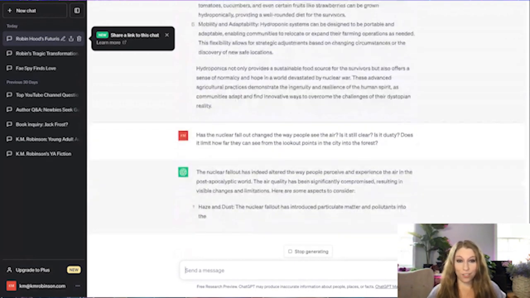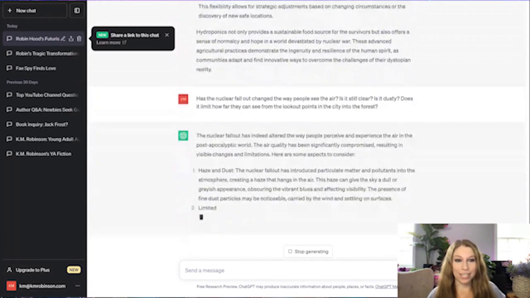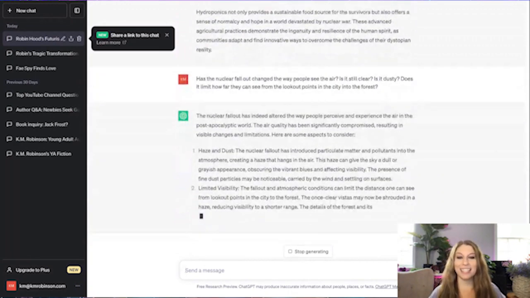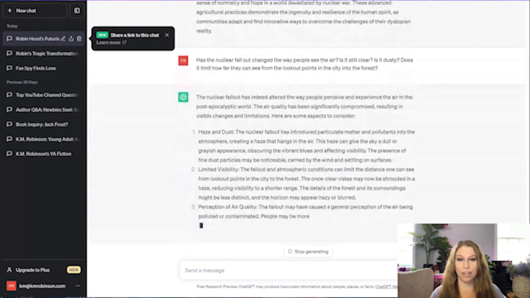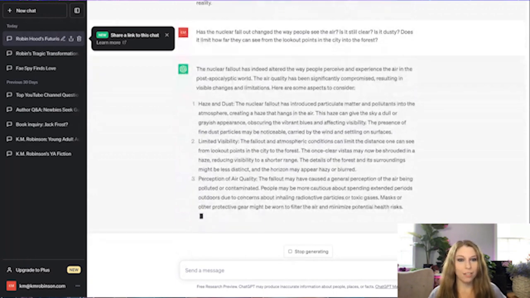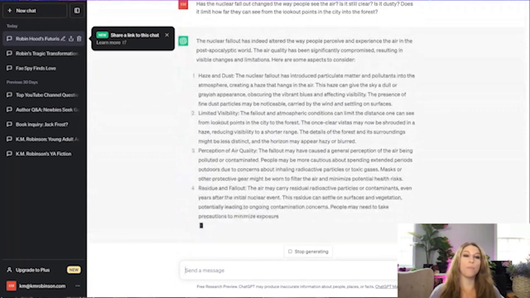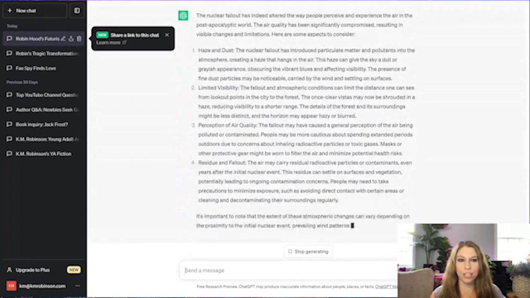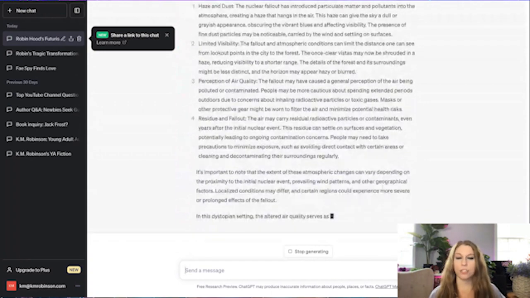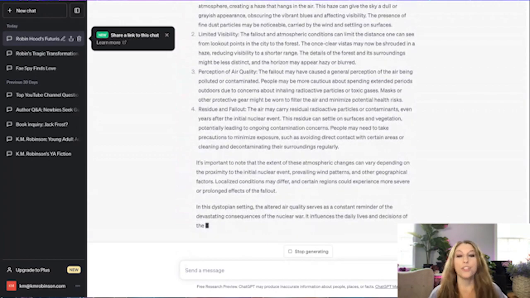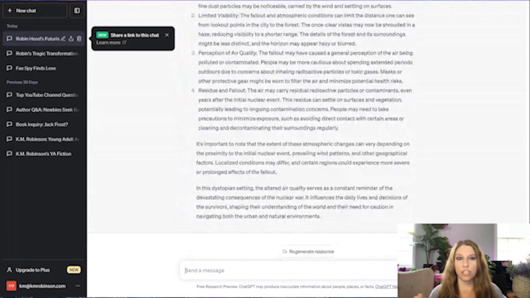It has indeed altered the way that people perceive and experience the air. Haze and dust, limited visibility, it's giving me information, perceived air quality. Ooh, and that then brings up, okay, so if we do have these issues now, you may need to be wearing masks. There may need to be things that you're wearing out in the public. So this is going to give you questions and answers that you could be asking about your world building so that when you get into it, it's not going to be a problem.